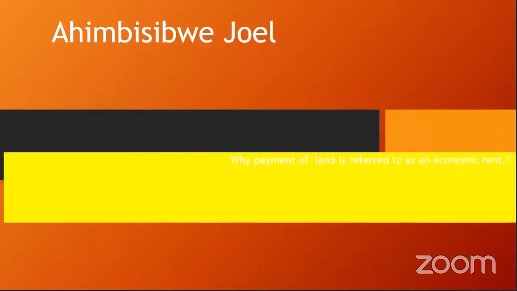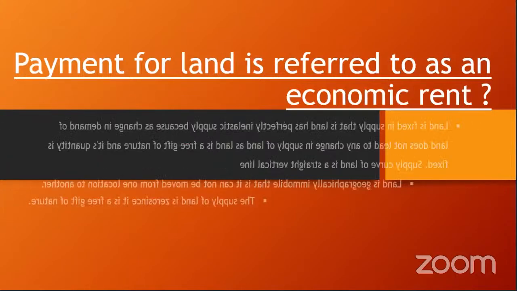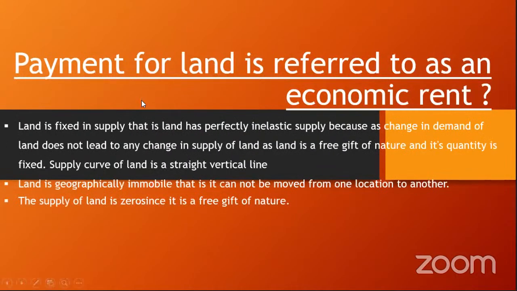So why is payment for land referred to as an economic rent? Payment for land is referred to as an economic rent because of the following. Number one, land is fixed in supply. That is, land has perfectly inelastic supply because a change in demand for the land does not lead to any change in the supply of the land. As land is a free gift of nature and its quantity is fixed, the supply curve of land is straight, that is, it is a vertical line.